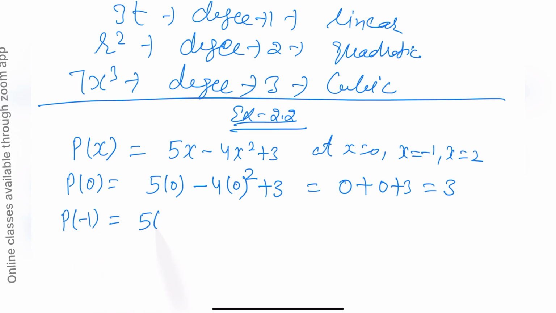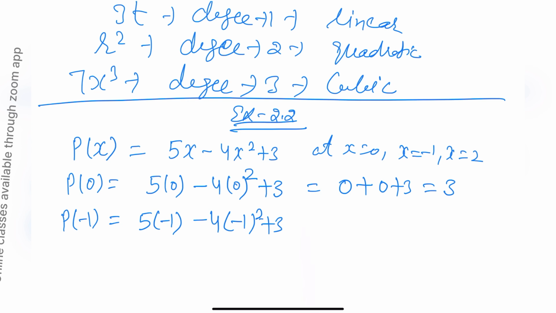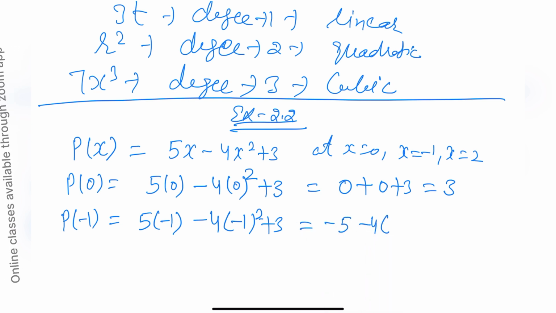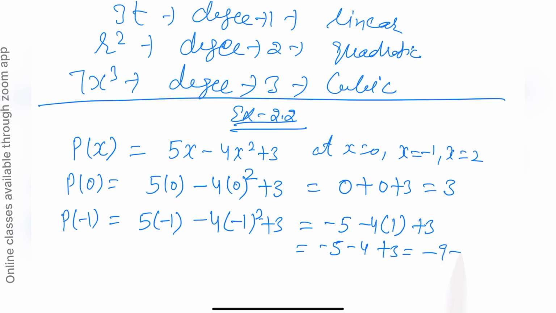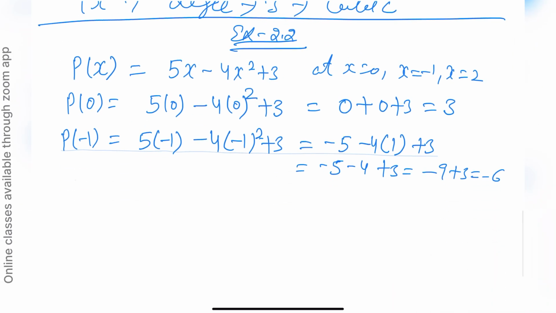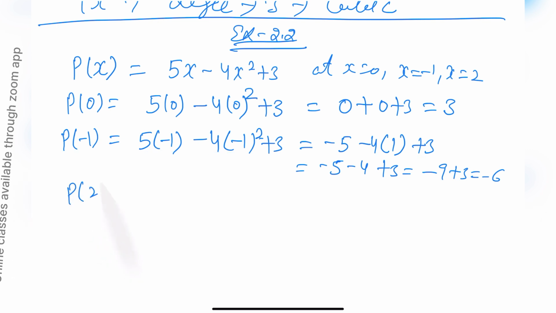Now p of minus 1 find करना है. तो इन प्लेस ऑफ x वी हैव टू पुट माइनस 1. x के प्लेस पर राइट कीजिए माइनस 1, देन विल फाइंड द वैल्यू. तो 5 इंटू माइनस 1 गिव्स यू माइनस 5. Minus 4 into minus 1 square is 1, plus 3. So it is equals to minus 5 minus 4 plus 3. So minus 9 plus 3 gives you minus 6. So p of minus 1 is minus 6.